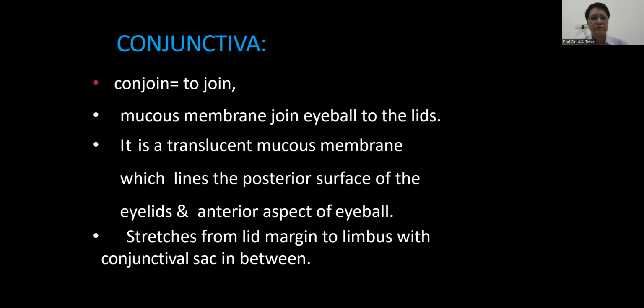Conjunctiva is the term which is derived from the word conjoin, that means to join. It is a mucous membrane that joins the eyeball to the lids. It is a translucent mucous membrane which lines the posterior surface of the eyelids and anterior aspect of the eyeball. The conjunctiva stretches from the lid margin to the limbus with conjunctival sac in between.